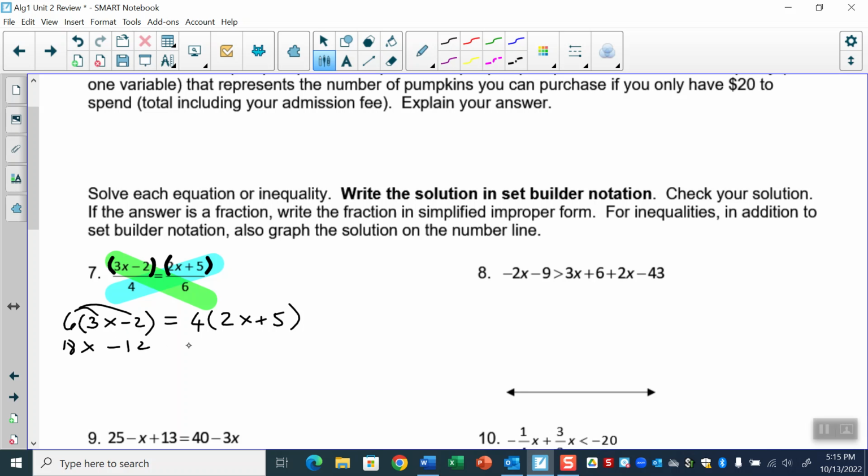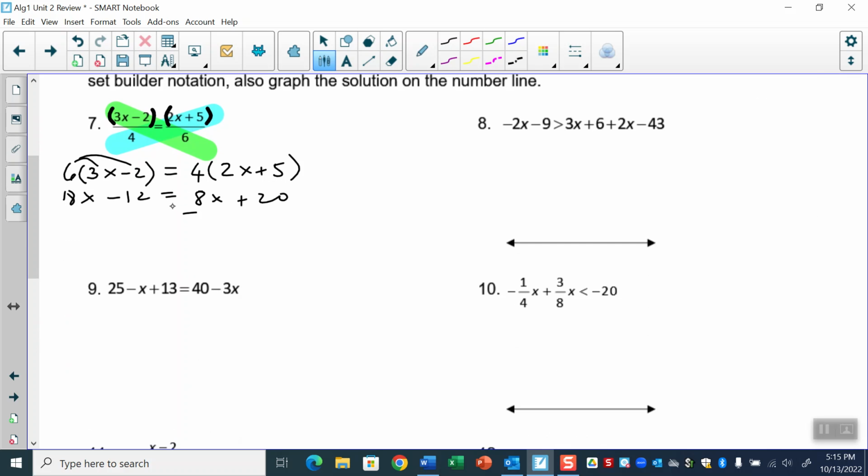18x minus 12 equals 8x plus 20. And then I'm going to get all my x's on one side. So I'm going to subtract 8x over here. So 18 minus 8 is 10x. Bring down the minus 12. That's 0. So then I'm going to bring down the 20. Add 12. So I get 10x equals 32. And then I'm going to divide both sides by 10. And I get x equals 3.2.